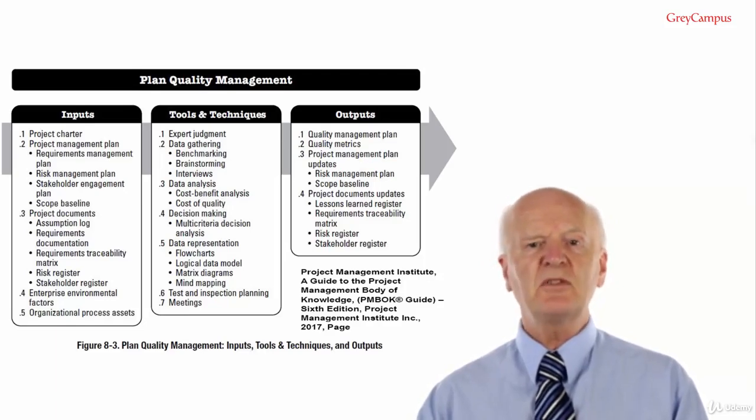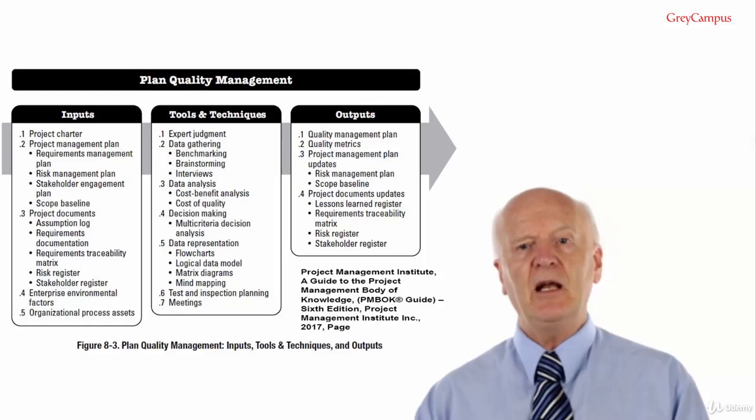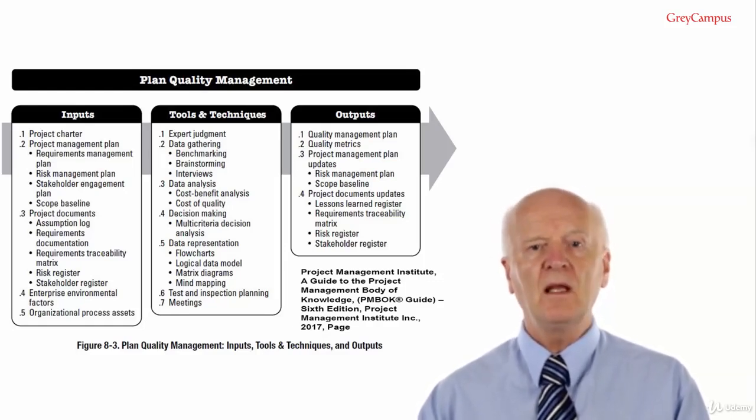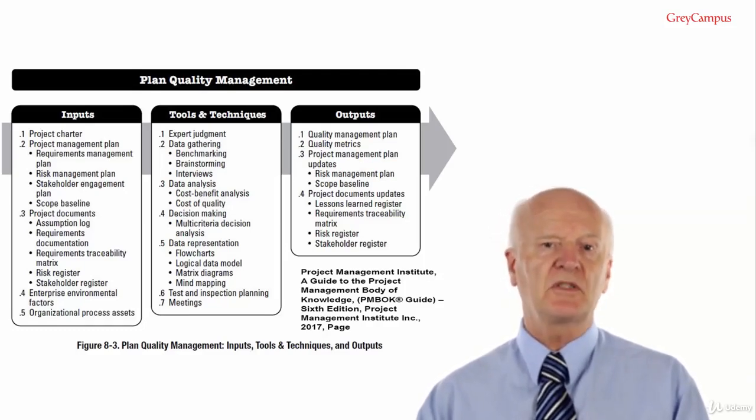Number 7 is meetings. Project teams may hold meetings with relevant stakeholders to develop the quality management plan. Planned quality management outputs. Number 1 is a quality management plan.